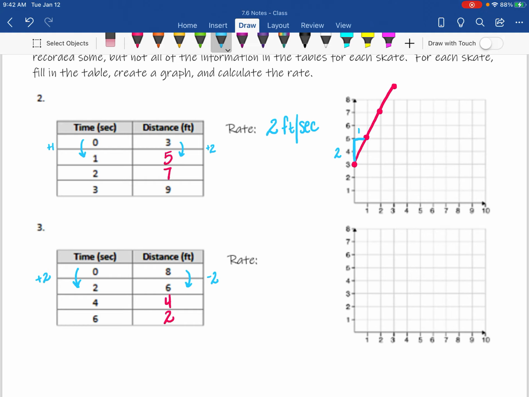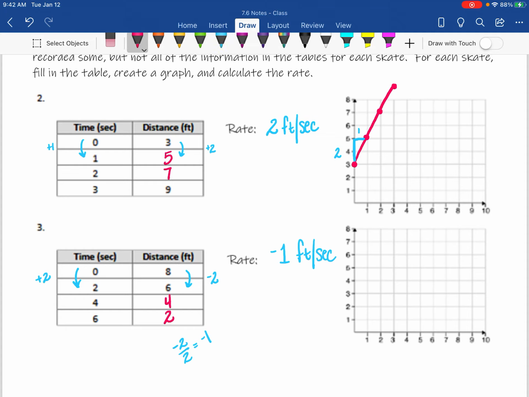So make sure that you're still checking that change in x. Don't assume that it's 1. Then we're going to divide the change in y by the change in x, which gives us -1. So our rate is -1 feet per second.